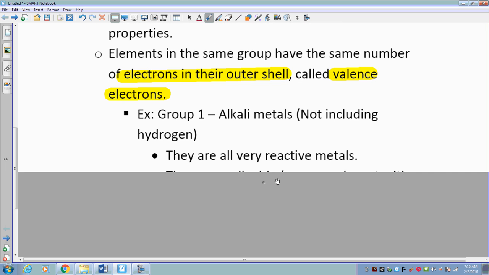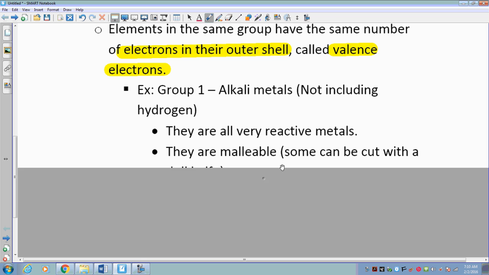All right, and I'll go through all this. It's really easy to figure this all out. So here are just some examples, like group 1.